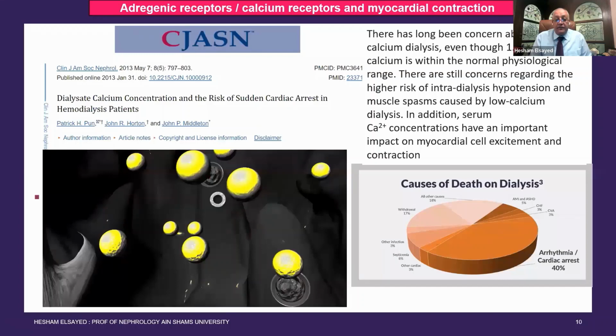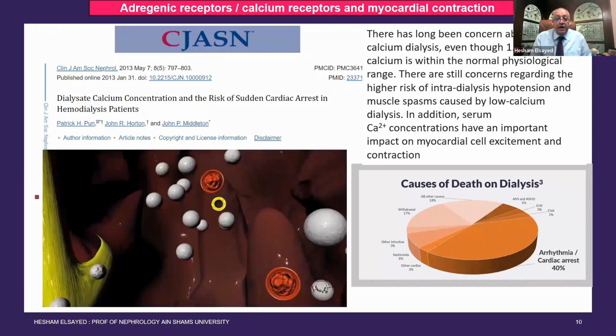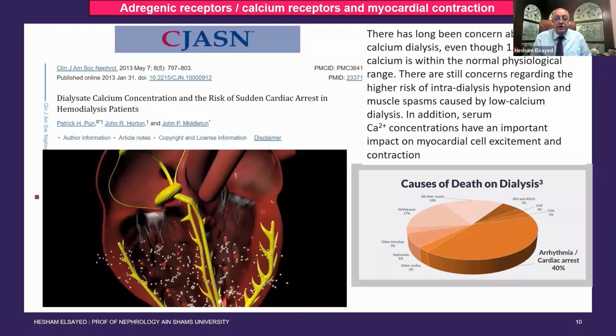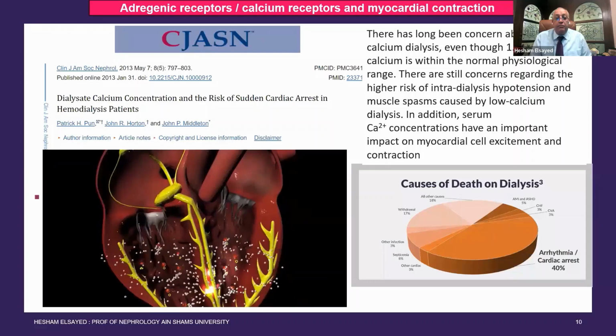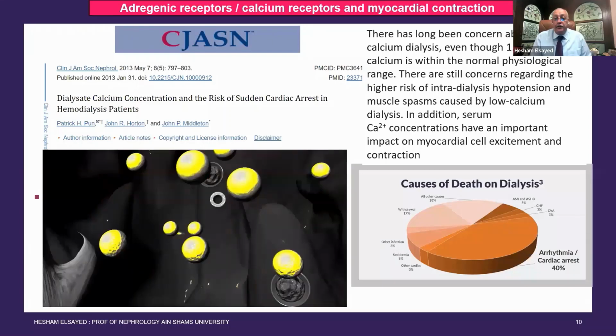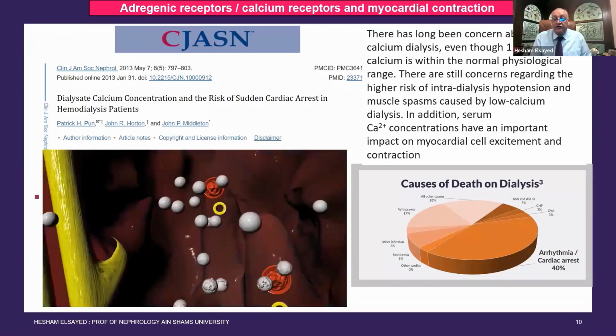30% of people on dialysis experience myocardial stunning, while intradialytic hypotension could be attributed to both the stunning effect as well as the hypotension from the stunning. And if you look at the causes of death on dialysis, we can find cardiac arrest.